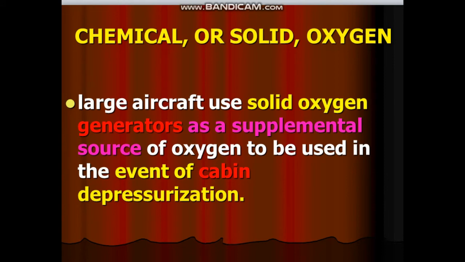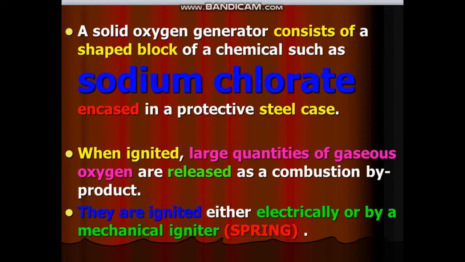What about the last one, chemical or solid oxygen? Large aircraft use solid oxygen generators as a supplemental source of oxygen to be used in the event of cabin depressurization. A solid oxygen generator consists of a shaped block of chemical such as sodium chlorate encased in a protective steel case. When ignited, large quantities of gaseous oxygen are released as a combustion byproduct. They are ignited either electrically or by a mechanical igniter.